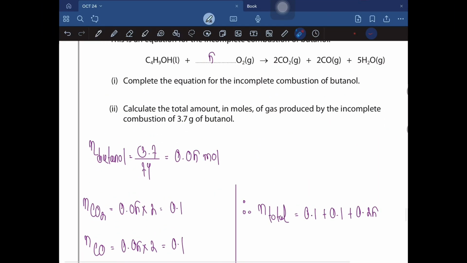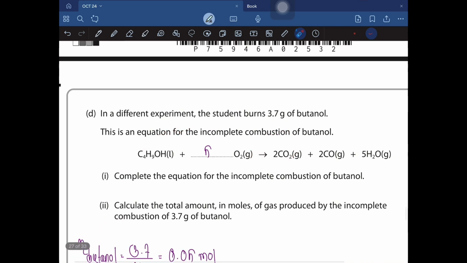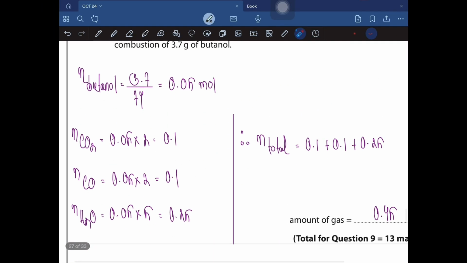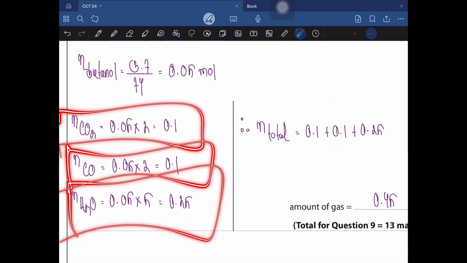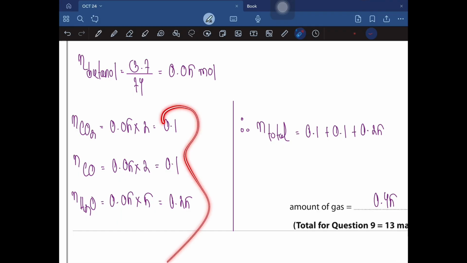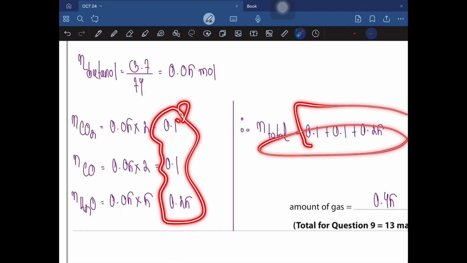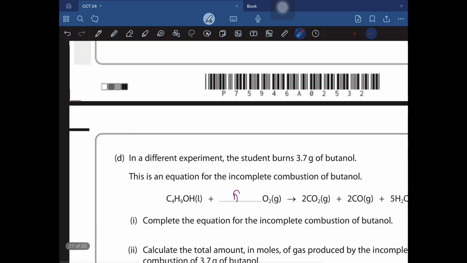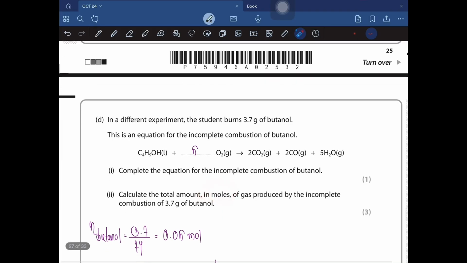Because this thing is going to get intense in your A level exams. So I have found the moles of butanol, and the moles of carbon dioxide is going to be times 2, carbon monoxide is going to be 2, and the moles of water should be times 5. That is how I found the moles of each. Once I have the moles of all of these, I combined them to find the total moles, and I get 0.45. That is the total amount of moles.